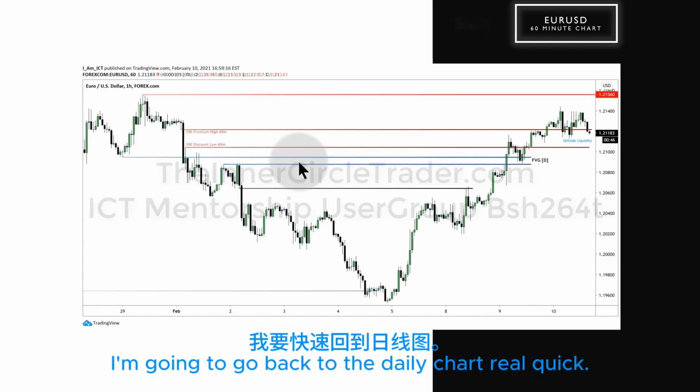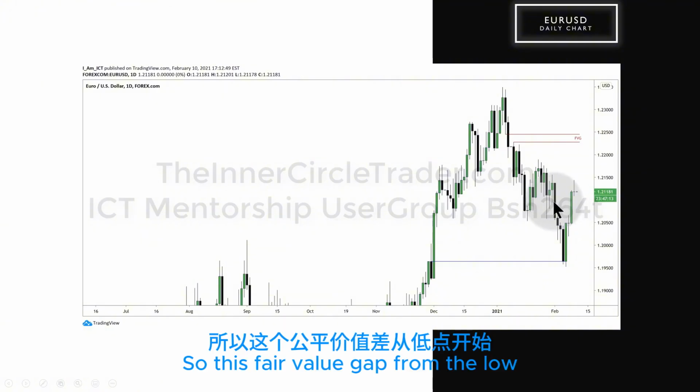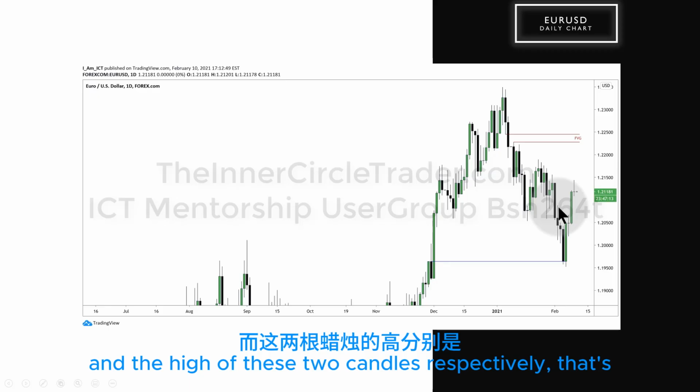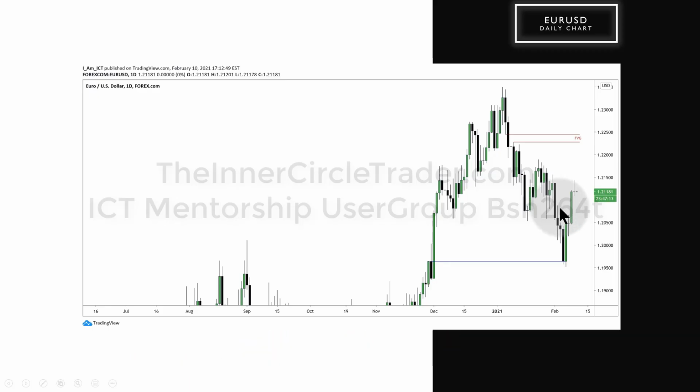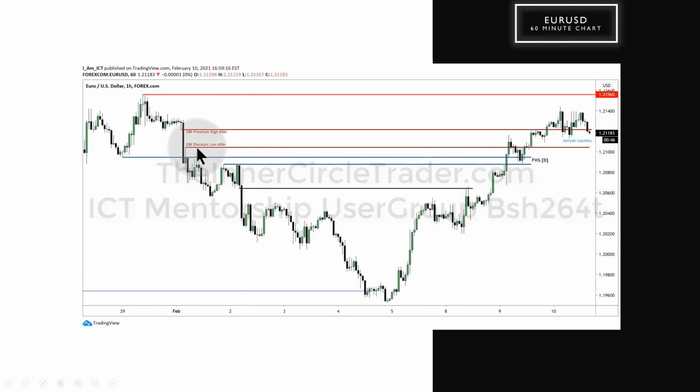I'm going to go back to the daily chart real quick. That's this one right here. Okay, so this fair value gap from the low and the high of these two candles respectively, that's what's being shown there. And that's this right here.